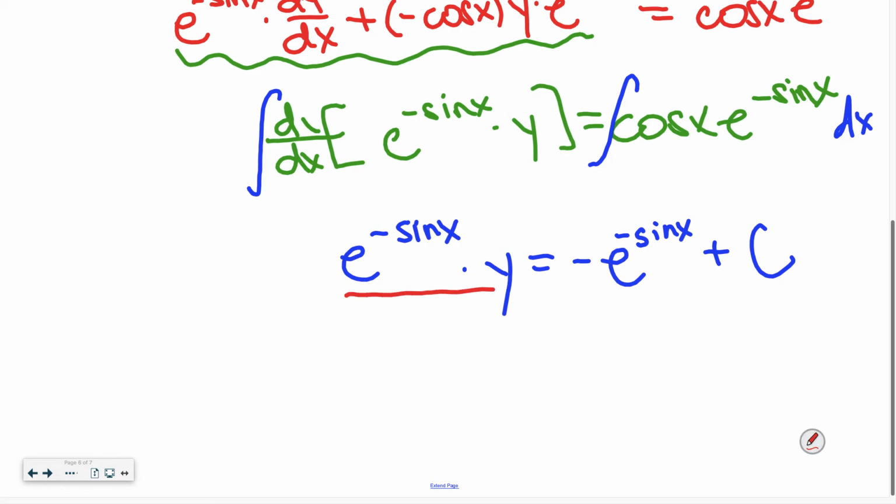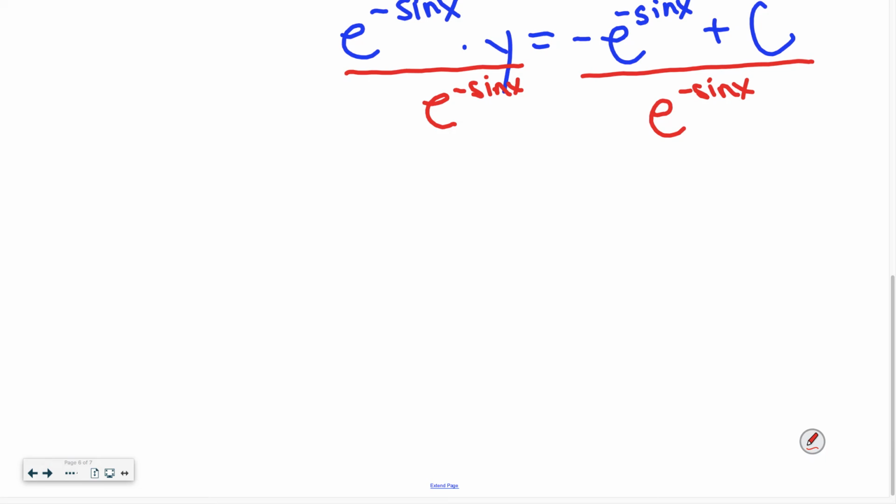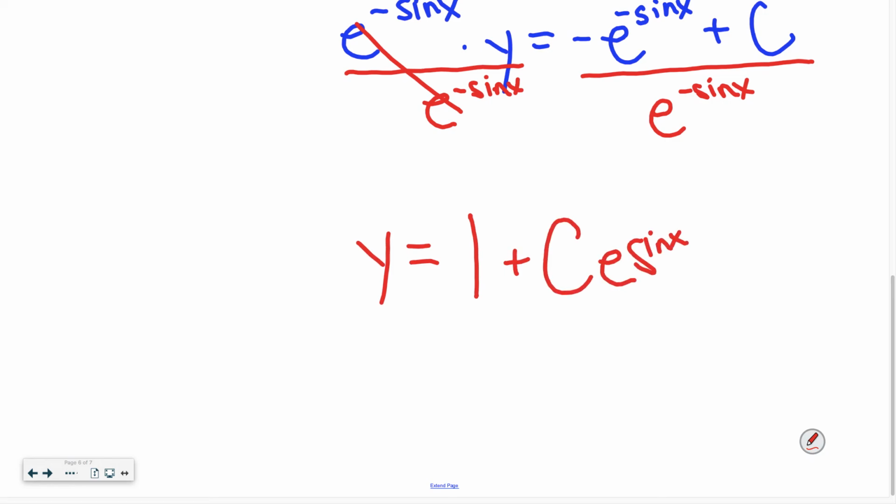Then, carefully, we're going to divide this over to get y equals 1 plus c e to the sine x. That sine is in the exponent. What happened to the negative? It was in the denominator, so when you flip it over, it needs to be negative 1. Oh, that one. Yes, right. Check it.